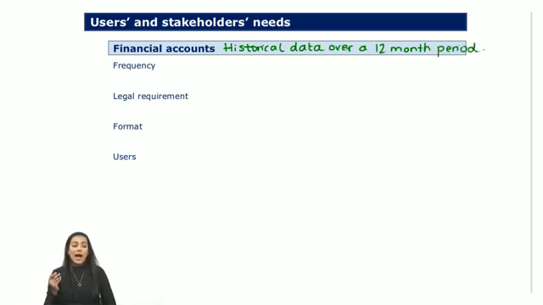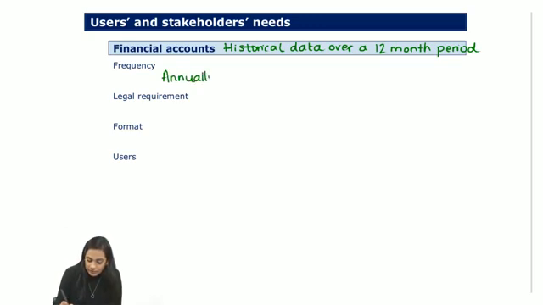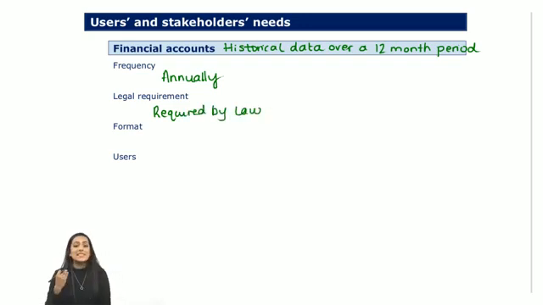Okay. How often do we need to produce the financial accounts? Well, we need to produce them annually. We need to produce them every single year, and then we need to file them into Companies House. The legal requirement is required by law. These are statutory accounts, meaning that by Companies Act, we need to produce these financial information for the users. Format. There is a strict format to follow.